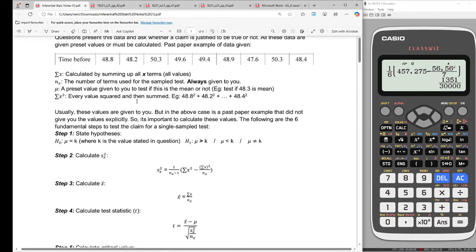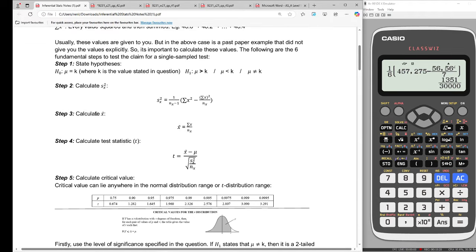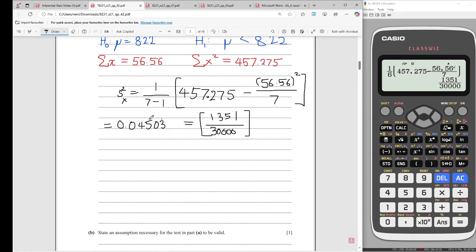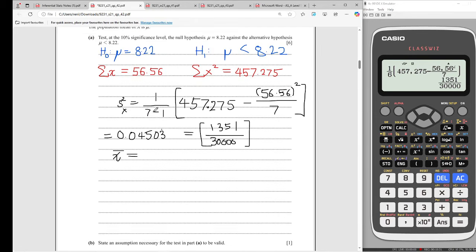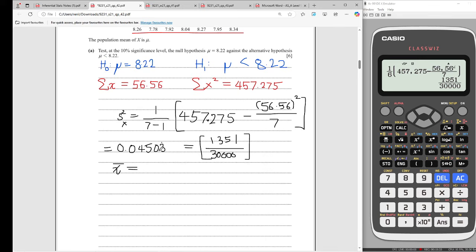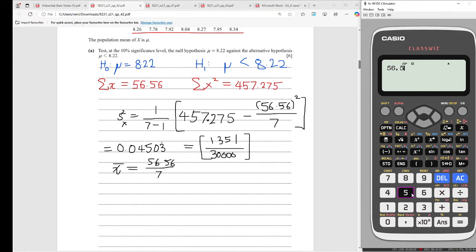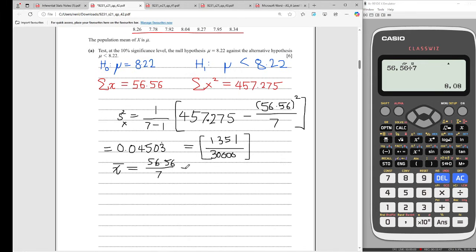Okay, moving on. You calculated S2 of x. Now let's calculate the mean of x. The mean of x is very simple to calculate. We can just write it like this: x dash equals the sum of terms, 56.56, and we divide that by the number of observations here, and this gives us 8.08.